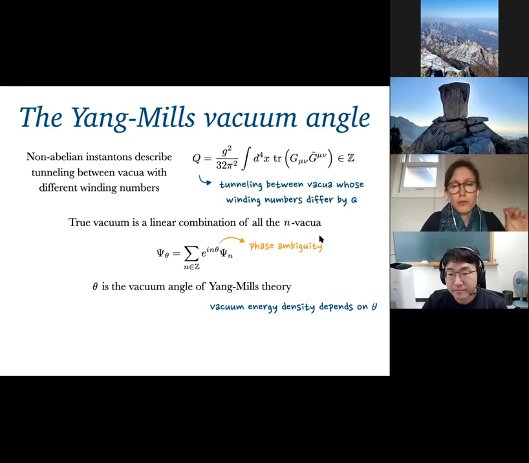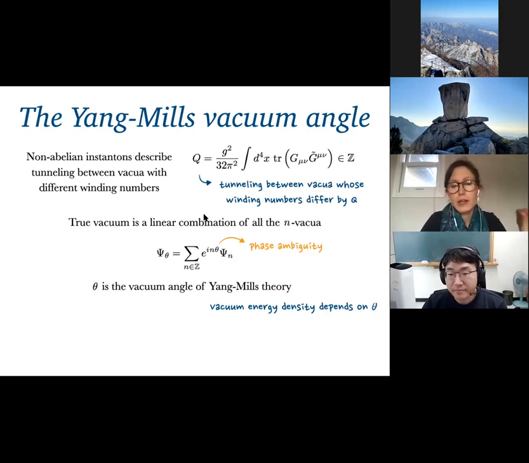So the vacuum of the theory is not a vacuum with a given winding number. Instead, it must include a linear combination of all of those vacua. In defining this linear combination, there is a phase ambiguity that is captured by a single angular parameter that we call theta. And in principle, it could take any value from zero to two pi. For obvious reasons, this parameter typically goes by the name of the Yang-Mills vacuum angle.